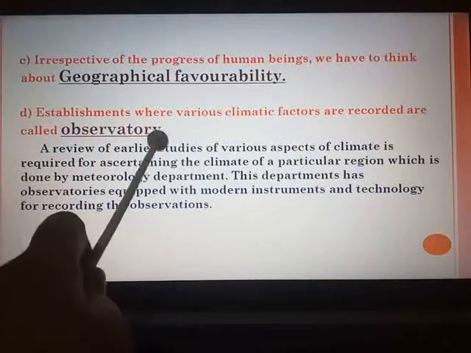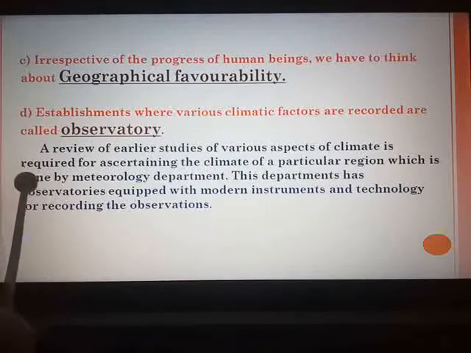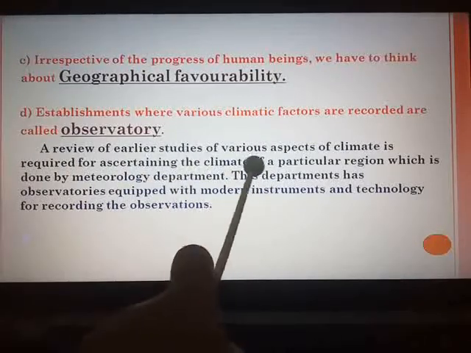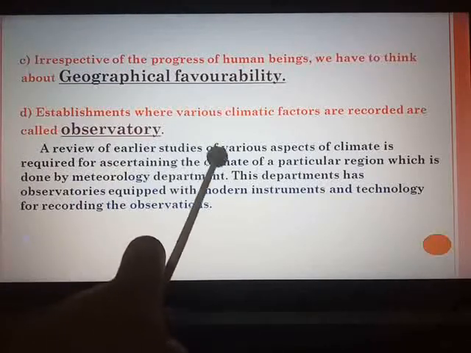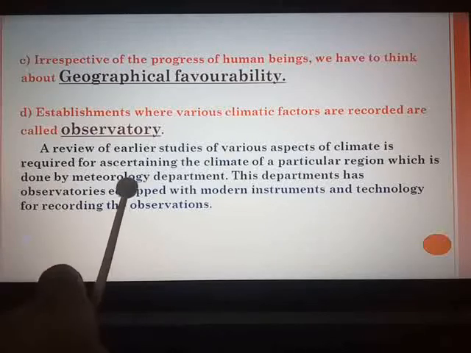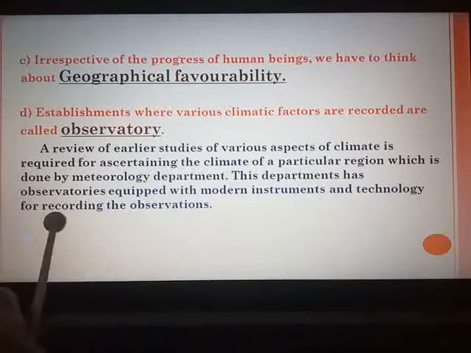A review of earlier studies of various aspects of climate is required for ascertaining the climate of a particular region, which is done by the meteorology department. This department has observatories equipped with modern instruments and technology for recording the observations. So that paragraph below the blue block, you can make use of it and just write it in your own words about the observatory. With this, we complete question number 2, that is, complete the statements by using the options.